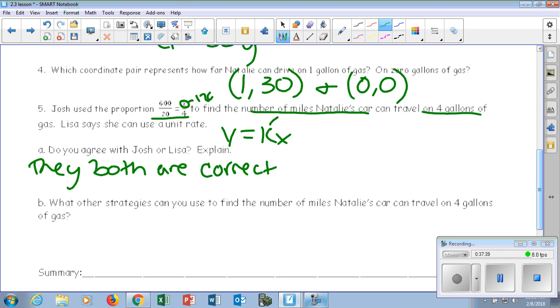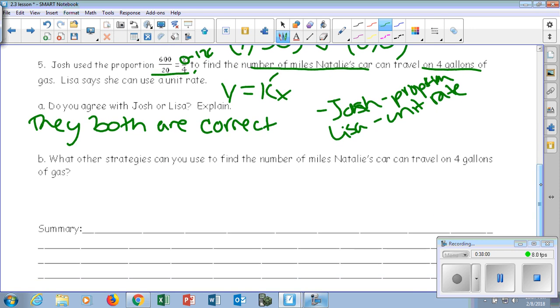Josh can use the proportions, which he did up here. And what's the other one? Lisa can use her unit rate. Both can work for them. Well, B, what other strategies can you find the number of miles Natalie's car can travel on 4 gallons of gas? Look at your graph that they gave us at the top of the page and talk with your shoulder partner for about a minute to determine that.